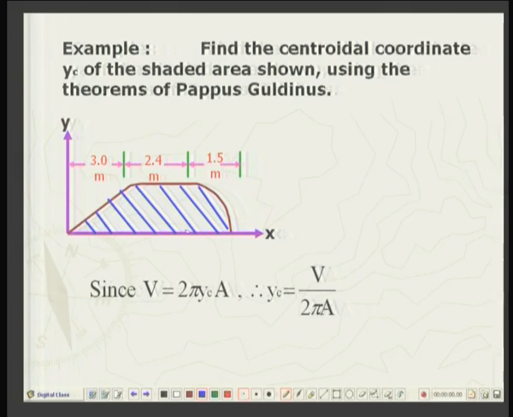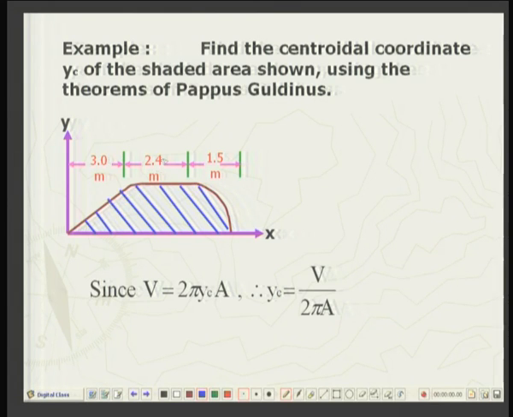This example shows a planar area, which consists of a slanted straight line, a horizontal straight line, and the quadrant of a circle. Okay, this is the quadrant of a circle. This shaded area is being revolved around this x axis. The various dimensions are given.